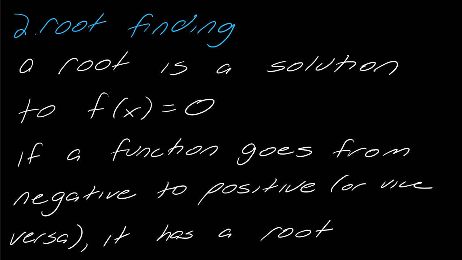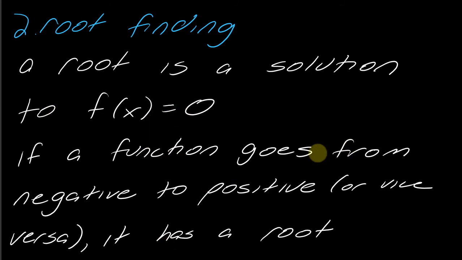But one consequence of this that matters for this particular problem is about root finding. So this is the second consequence of this property. So a root is a solution to this. So that's exactly what we've got, right? We've got something equal to 0.